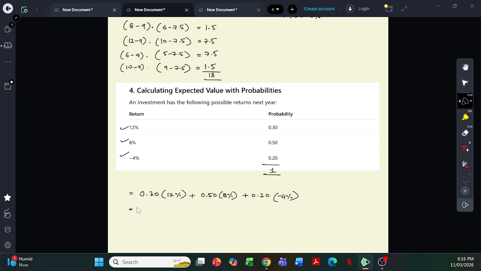Okay, so 30% of 12 is going to be 4%. Oh, it's going to be 3.6%. This is going to be 4%. And this is going to be minus 0.8%. So this adds up to 7.6 minus 0.8, which is 6.8%. So that's the expected return.